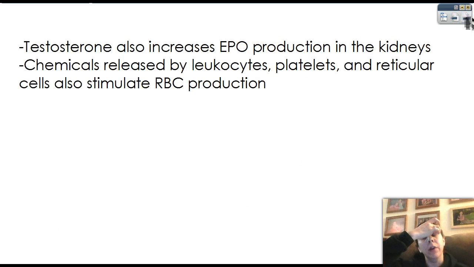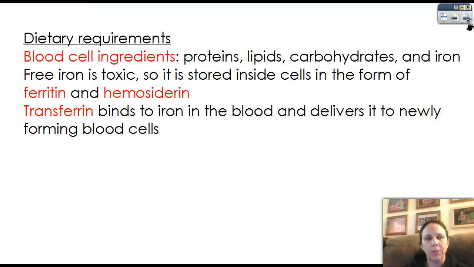Testosterone also increases EPO production in the kidneys, so the more you work out, the more red blood cells you make. And chemicals released by white blood cells, leukocytes, platelets, and reticular cells also stimulate red blood cell production. So there's lots of stuff that tells your body to make red blood cells.